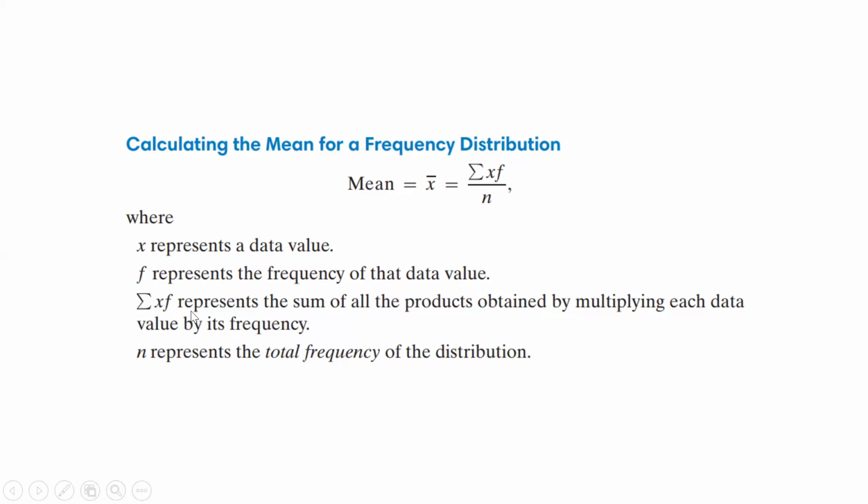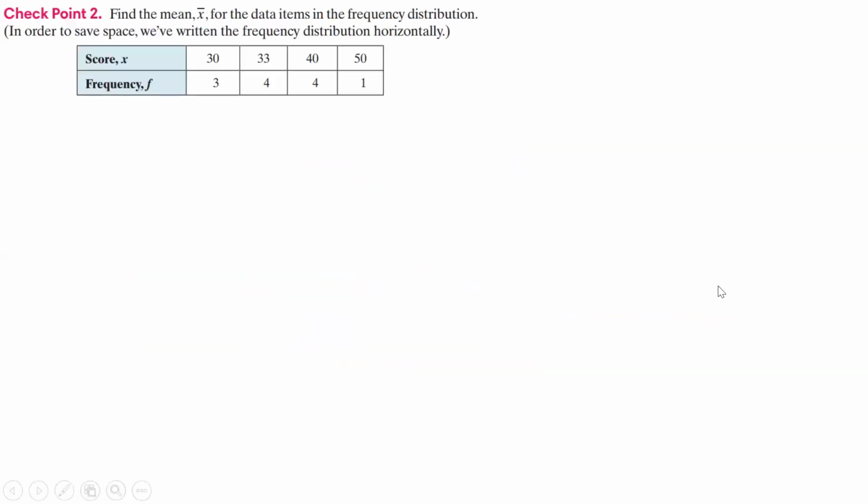And the sum of x times f represents the sum of all the products obtained by multiplying each data value by its frequency, and n represents the total frequency of the distribution. So here we're supposed to find the mean, or x bar, for the data items in the frequency distribution. And in order to save space, they've written it horizontally instead of vertically.